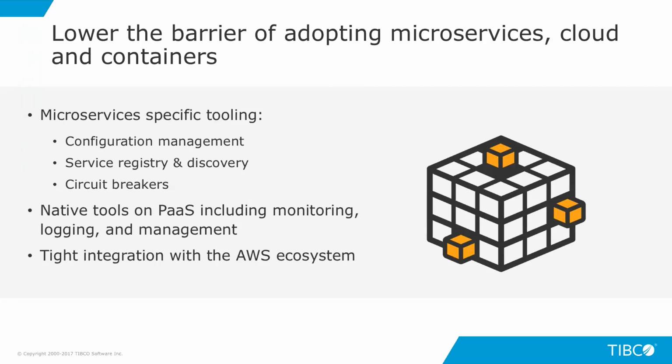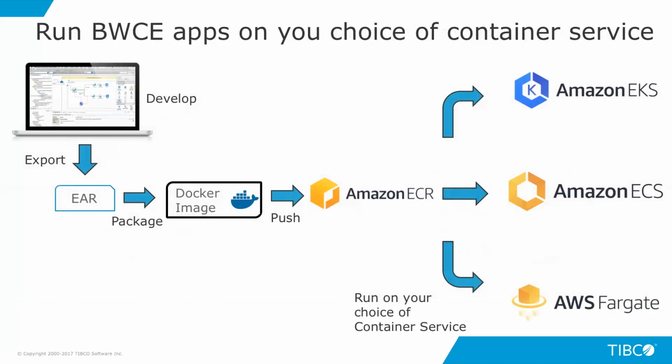So that's really where I want to shift the remainder of the conversation, is what we do specifically in the AWS ecosystem. So once you build your BusinessWorks application, you then have the choice of what container service in Amazon you want to leverage. So whether you want to leverage ECS or EKS or even the AWS Fargate, you're able to use that same application and deploy it anywhere. So we'll get into a little bit more details on how we do that and how we simplify the ability for you to do that.